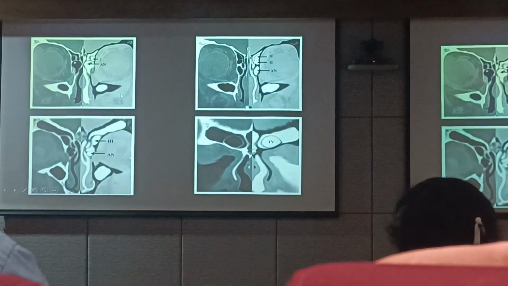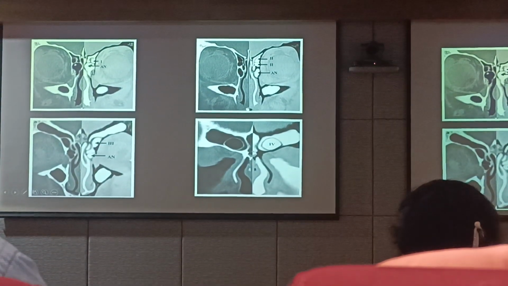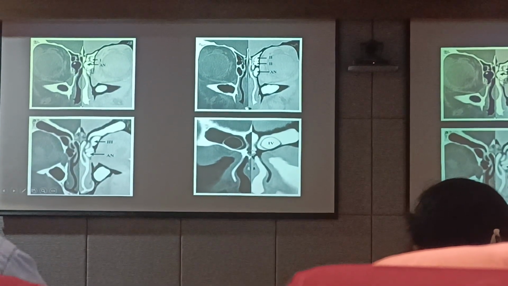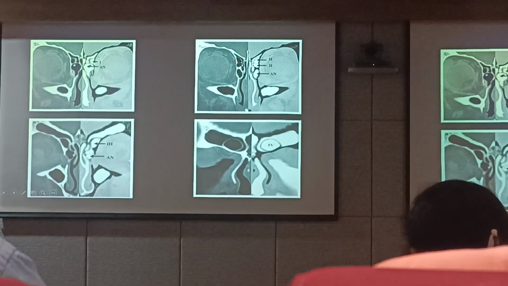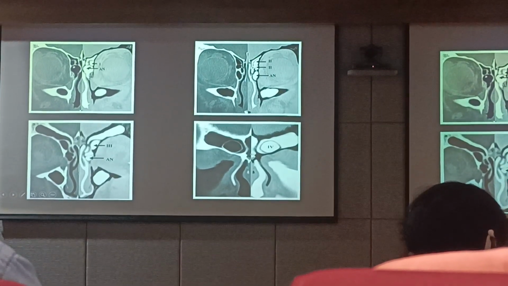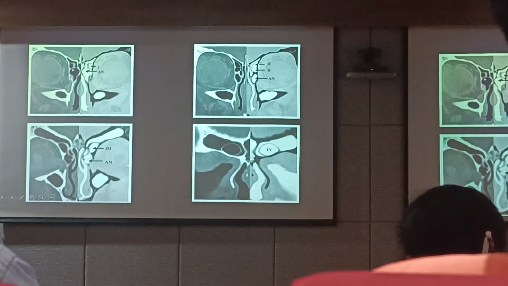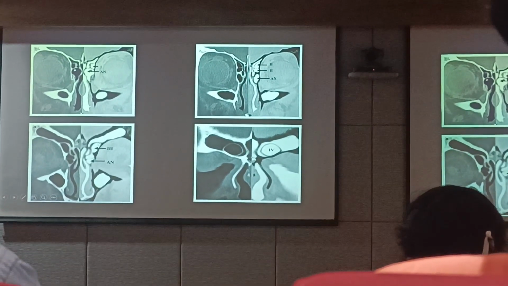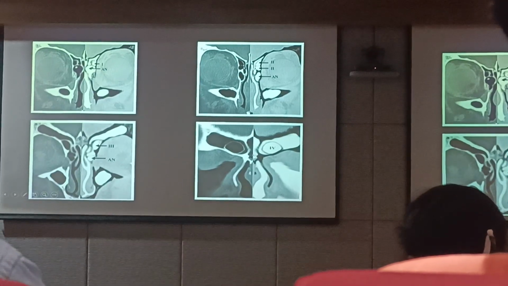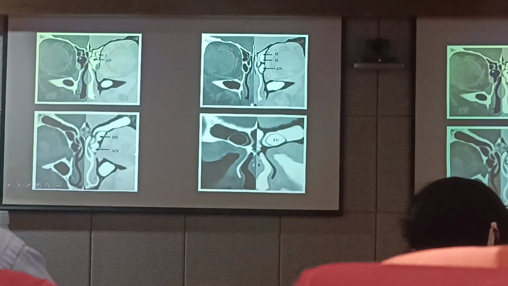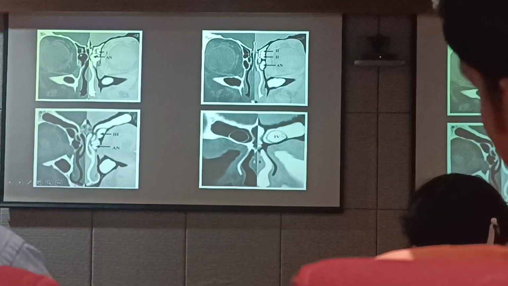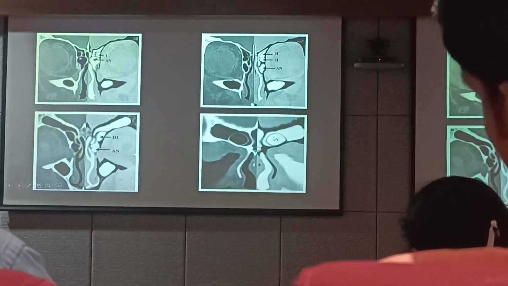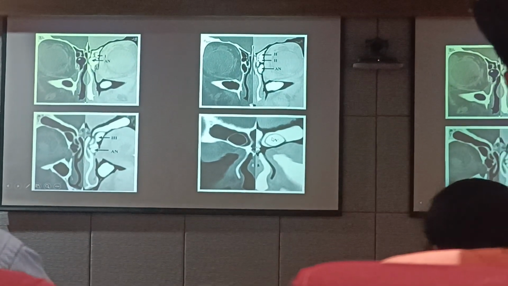Okay. So again, the same things on a scan. So this is agger nasi. This is one single cell, which is Kuhn type 1. You can see over here on the right side there are two cells, which is Kuhn type 2. Then here you can see a cell which has gone more than halfway up the level of the orbit. This one is Kuhn type 3, and an isolated cell is a Kuhn type 4. Is this clear to everyone now?